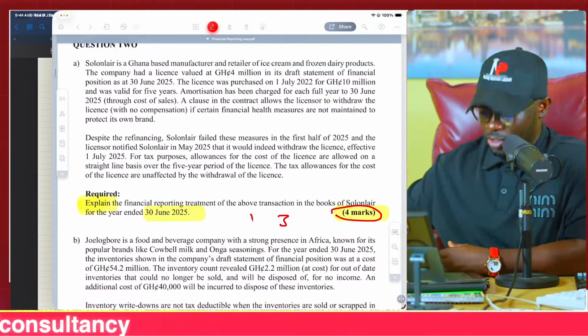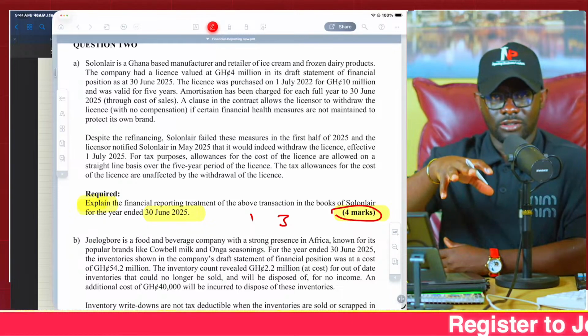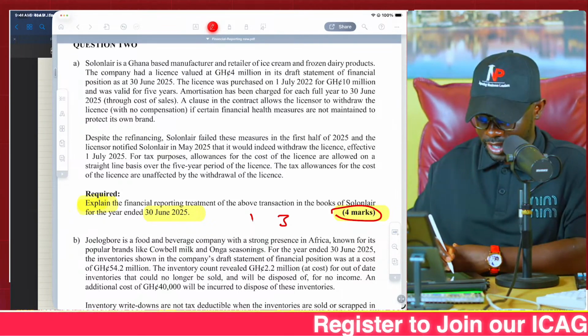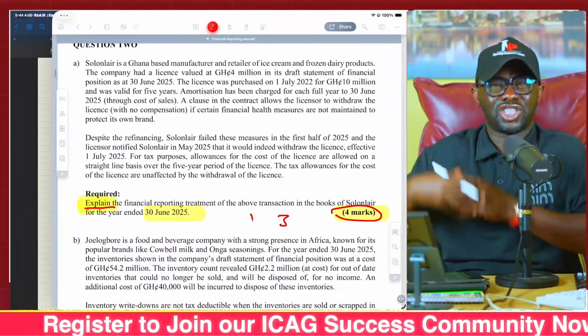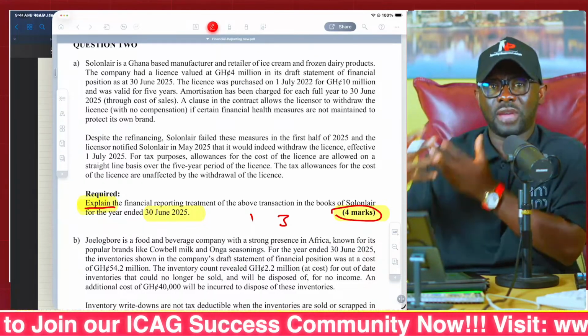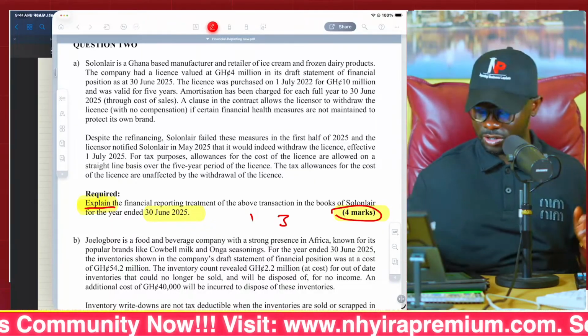So let's look at this. It says explain. So I'm going to do a freestyle for you to understand how the explain thing will look briefly, because it is important you understand the structuring of what the examiner expects you to do in order to optimize your chances of passing the examination.